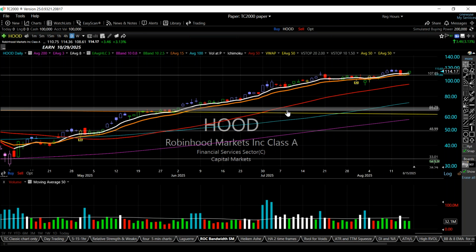Remember what I said about context. What's the chart look like? If you look at Hood, you see how this stock is moving up and it's following that white line. That's the 8 exponential moving average. I can stay in this trade. This trade has been beautiful.